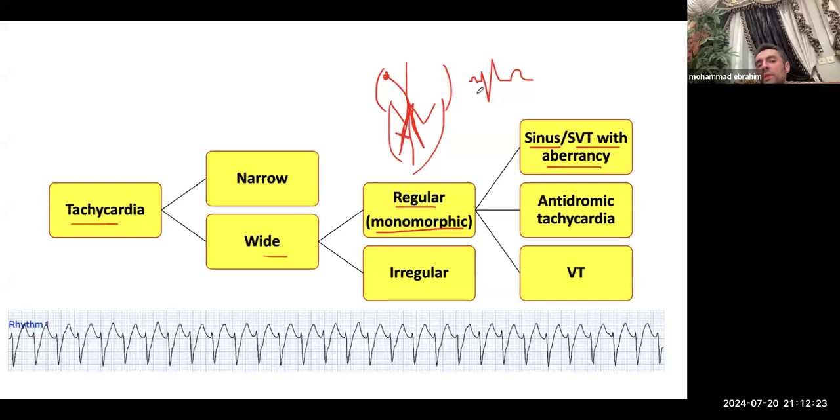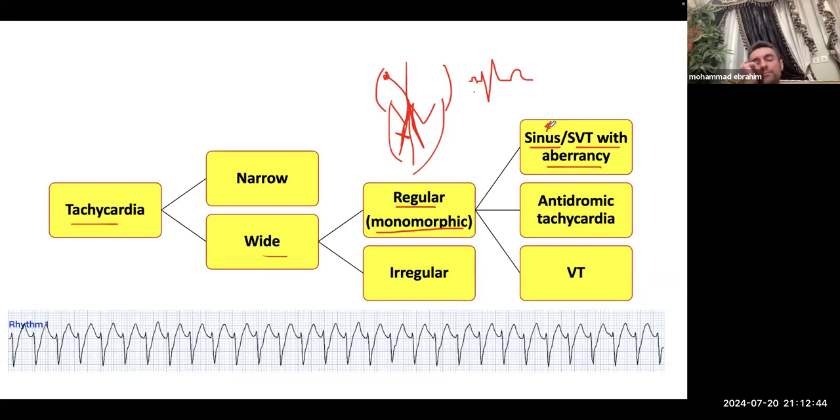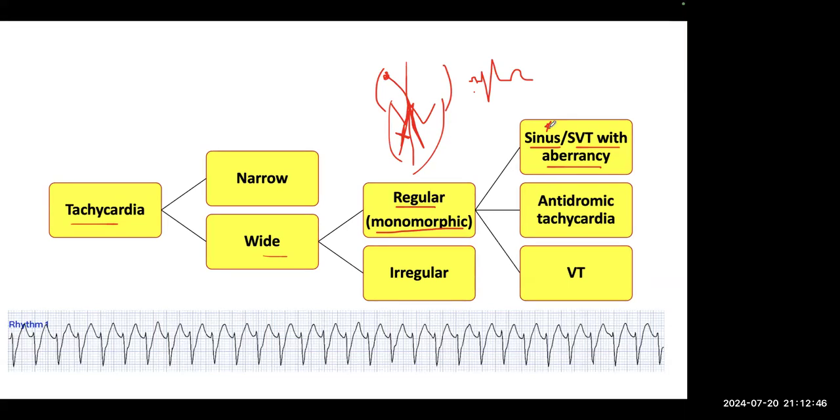Understood? So if you have sinus tachycardia, you would have a wide complex tachycardia because the QRS is intrinsically wide. Agree, guys? Makes sense? This is what I mean by sinus with baseline bundle branch block. Understood, guys? Well, I repeat, that's an important concept.